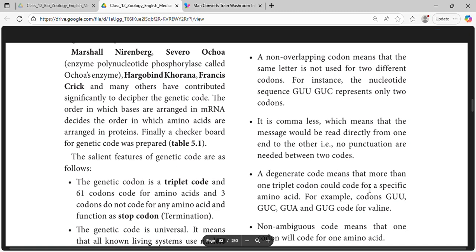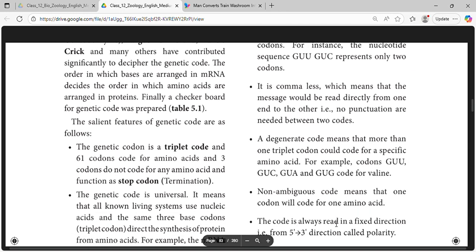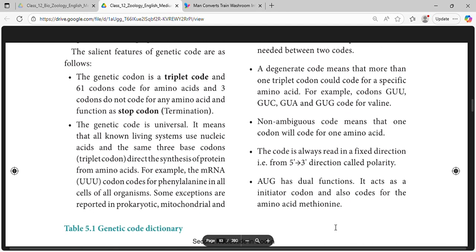A degenerate code means that more than one triplet codon can code for a specific amino acid. For example, the codons GUU, GUC, GUA, and GUG code for valine. A non-ambiguous code means that one codon will code for only one amino acid. The code is always read in a fixed direction, 5' to 3', called polarity. AUG has dual functions. It acts as the initiation codon and also codes for the amino acid methionine.